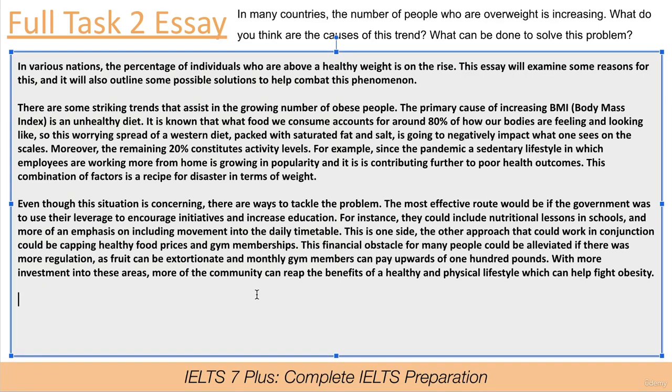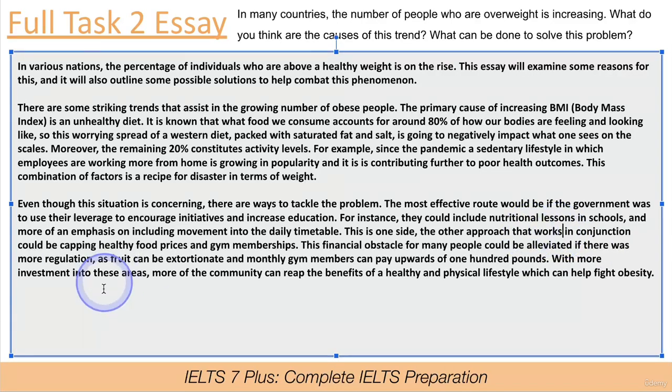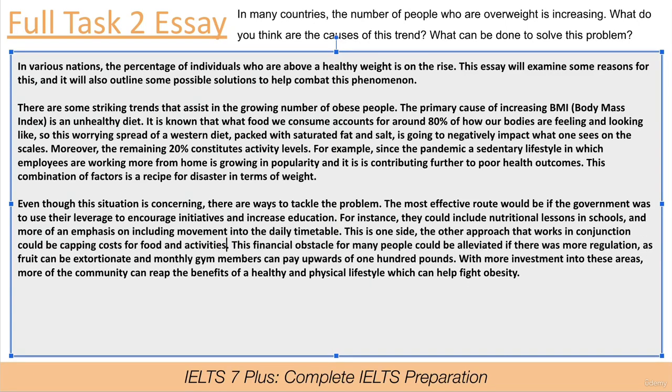This is one side. The other approach that could work in conjunction could be capping healthy food prices and gym memberships. Let's be quite general and then we can go into specifics. So the other approach that works in conjunction could be capping costs for food and activities. Let's do that.